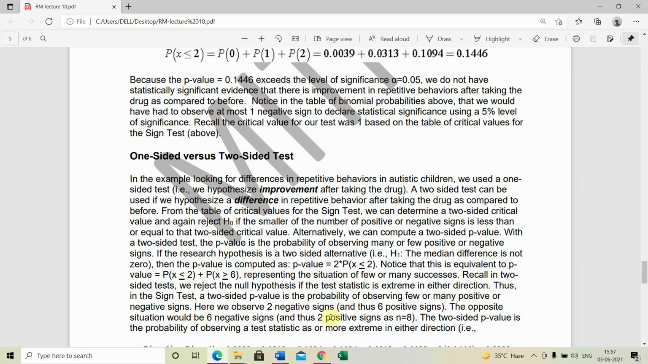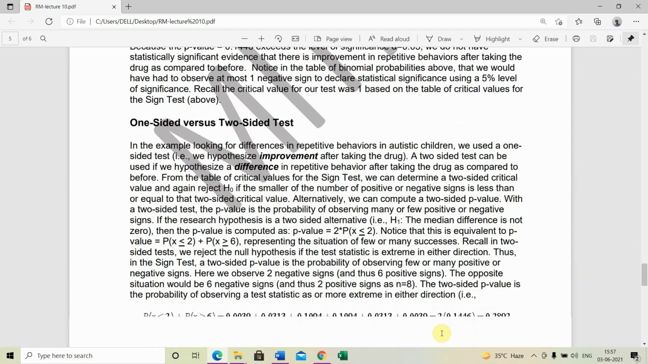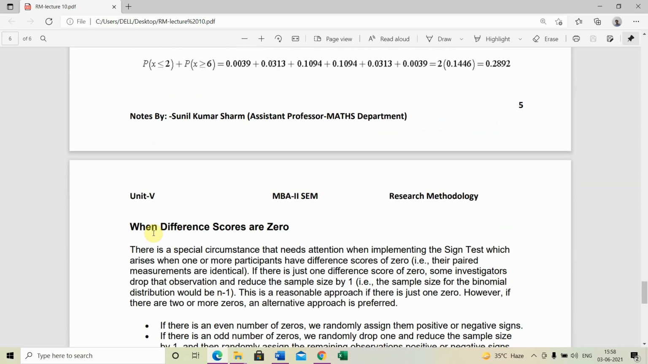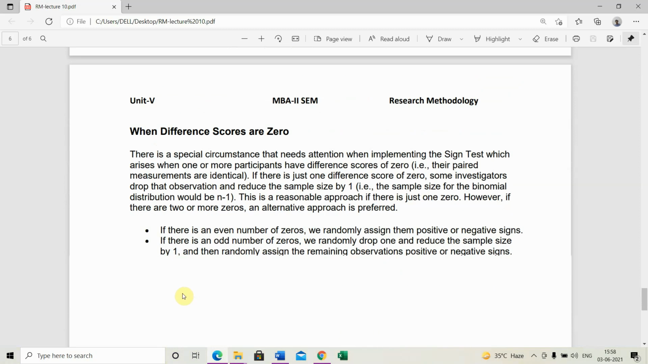Here we observe 2 negative signs and thus 6 positive signs. The opposite situation would be 6 negative signs and thus 2 positive signs, as n equals 8. The two-sided p-value is the probability of observing a test statistic as or more extreme in either direction: P(x less than or equal to 2) plus P(x greater than or equal to 6) equals 0.2892.